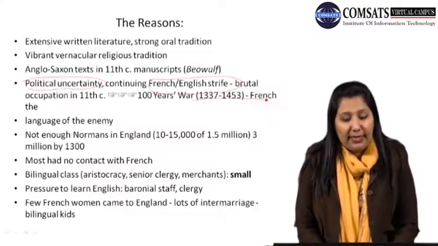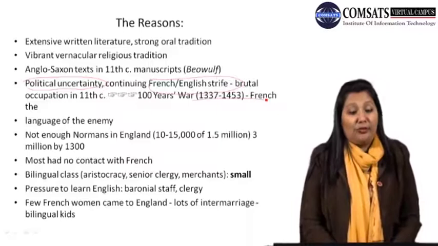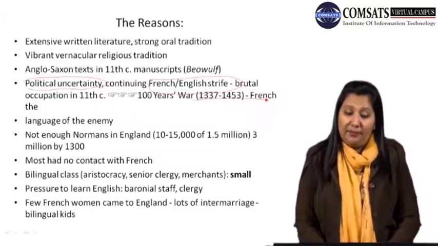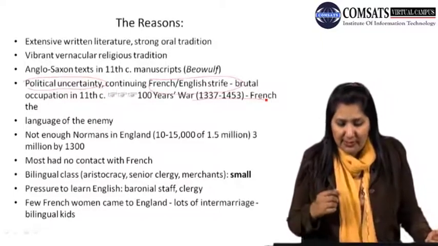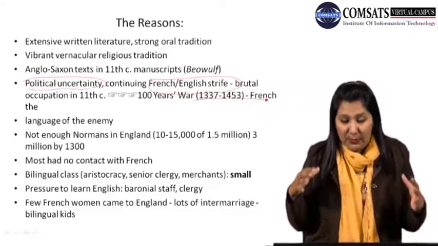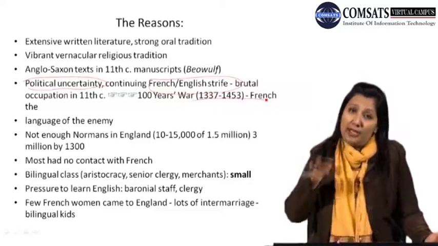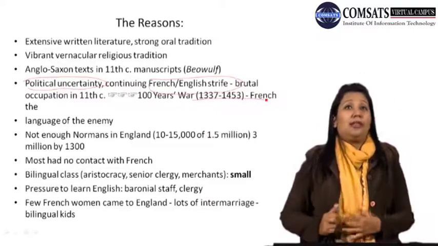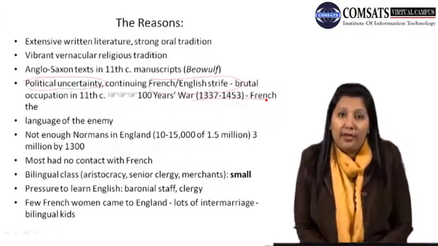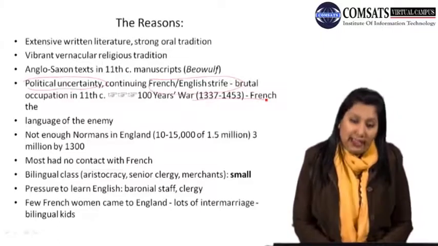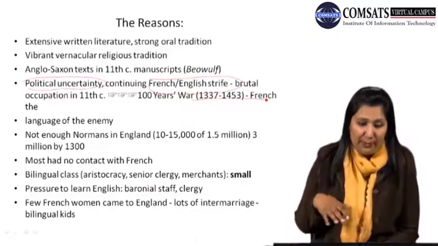There were not enough Normans in England, from 10 to 15,000 to 1.5 million, 3 million by 1300. By 1300 hardly any Normans were left, and the rest of the people had already gone. Most had no contact with the French, and if they were there, as we have said, they started considering themselves as English. They started recognizing themselves as English. So if they were there, they had no contact with the French people.